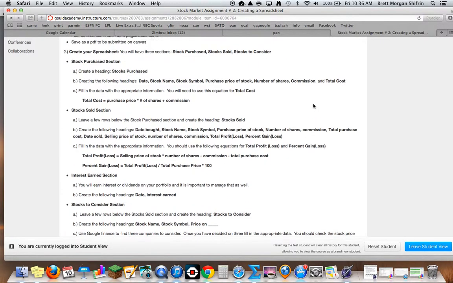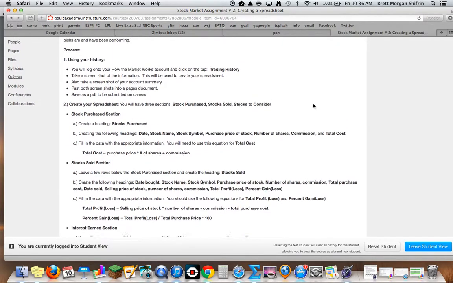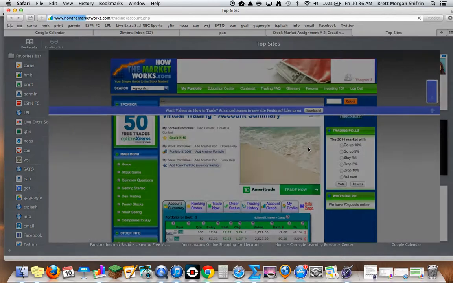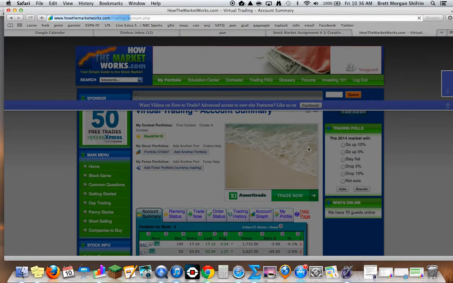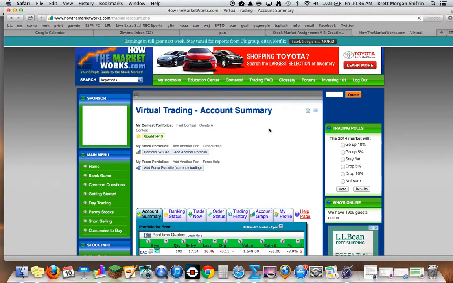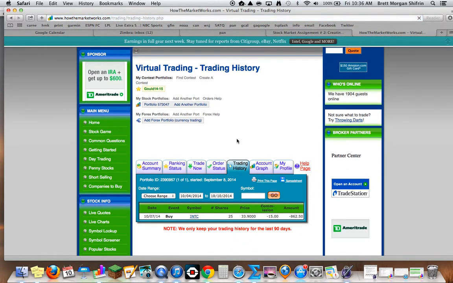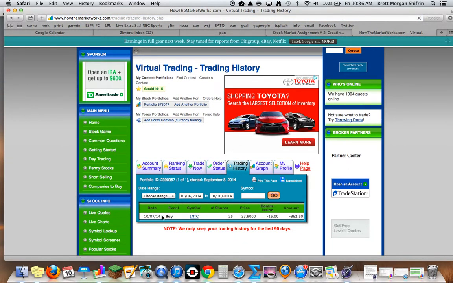Okay, if you look at the first step, it says log on to How the Market Works. So I'm going to do that. Here's my screen. And it says get a picture of your trading history. So I click on the tab, and it's only showing me that I bought something on October 7th.